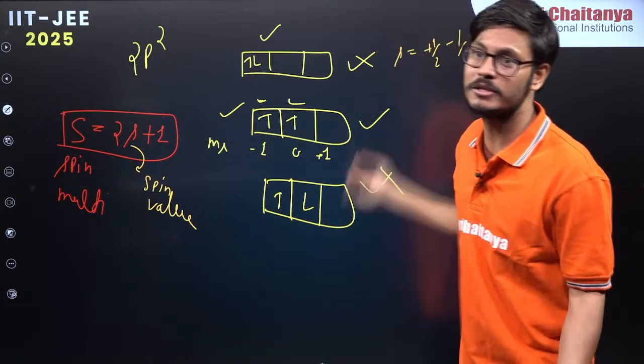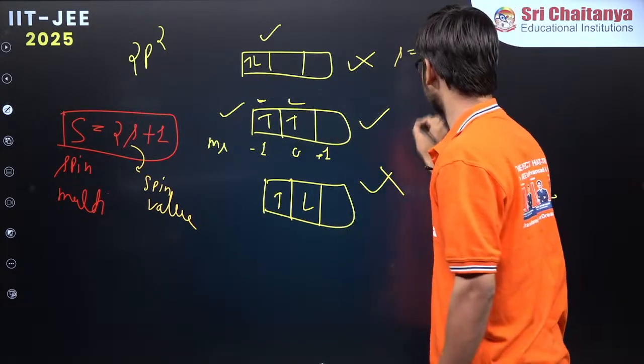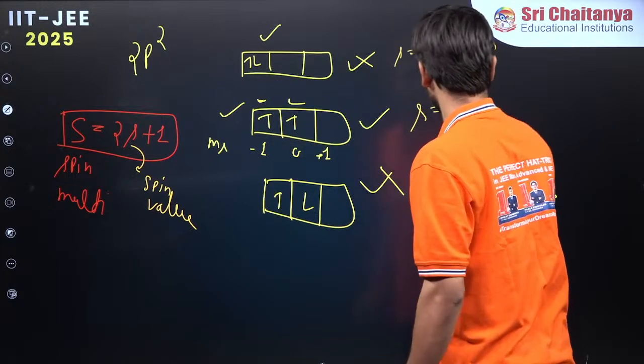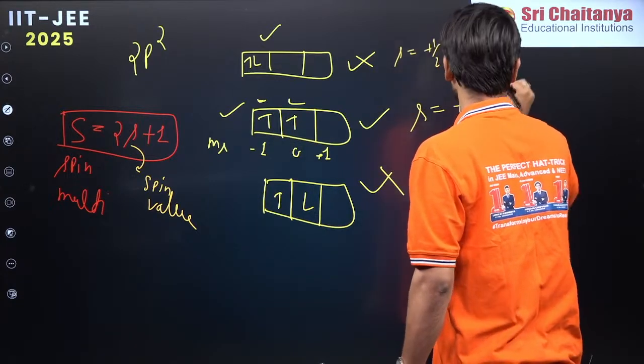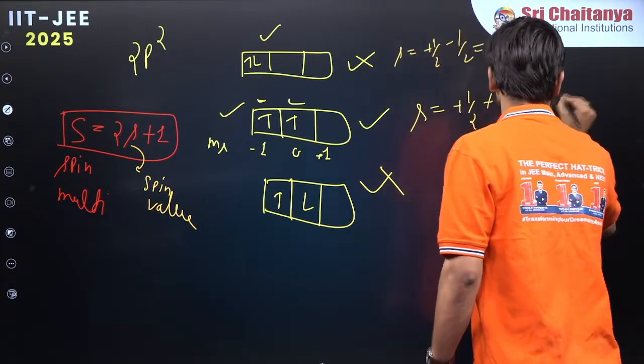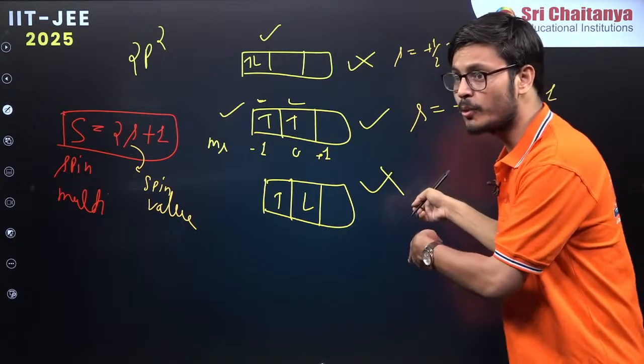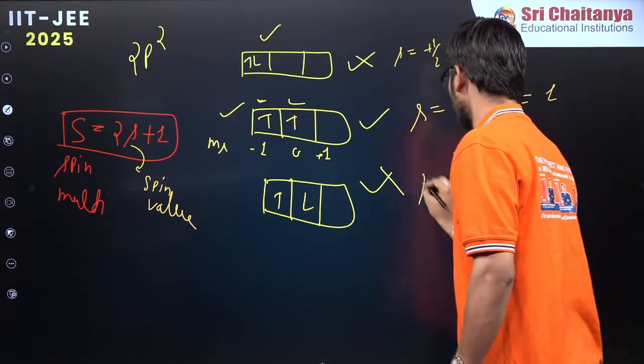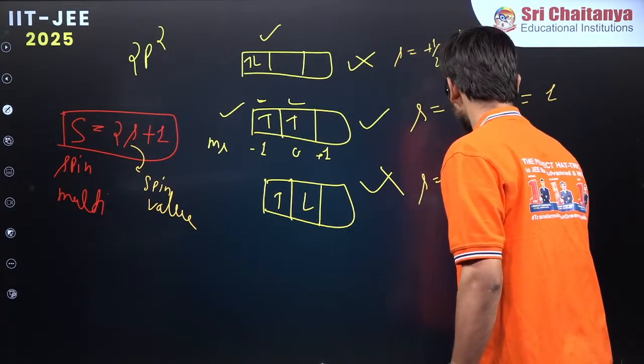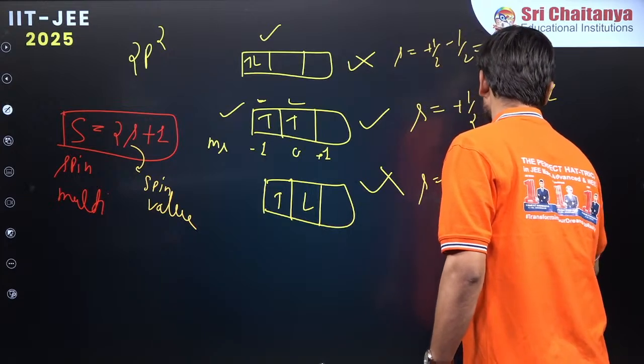Spin value in the first one, 0. In the second one, what is the spin value? Okay, sir, plus half. Very good, plus half. Total kitna aa gaya? 1. What about this one? In this case, spin value is how much, bolo beta ji? Plus half and minus half is equal to 0.